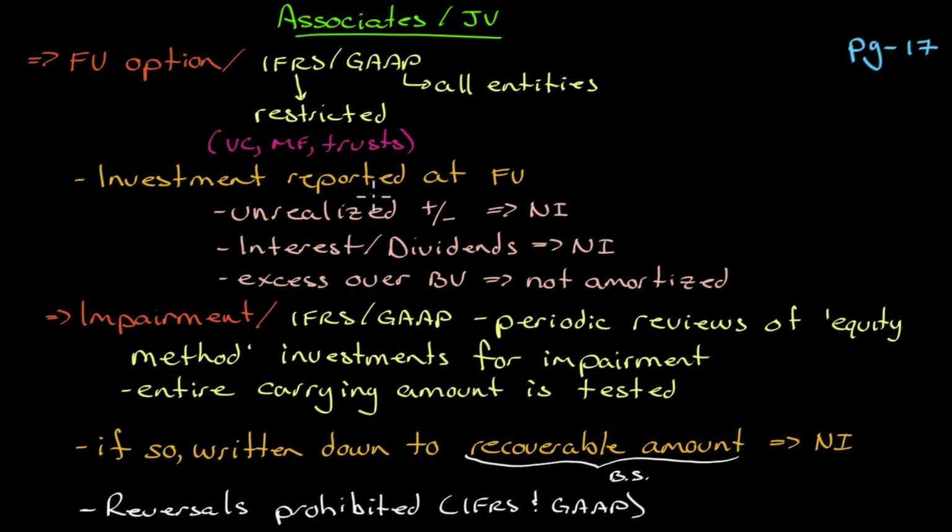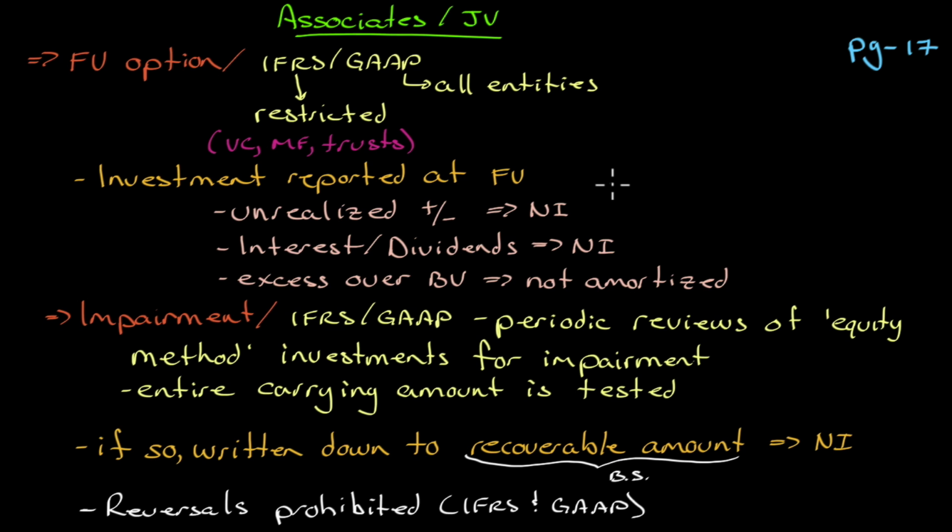So the investment is reported at fair value, which is the same as with the equity method. But from period to period, as you revalue to fair value, any unrealized gain or loss will be reflected in net income. Any interest or dividends will also go to net income, and any excess over book value is not amortized. So you'll record it at fair value. The next period, you'll record it at fair value. If it's higher, you have an unrealized gain that goes straight to net income. If you receive dividends or interest, that'll go straight to net income as well.